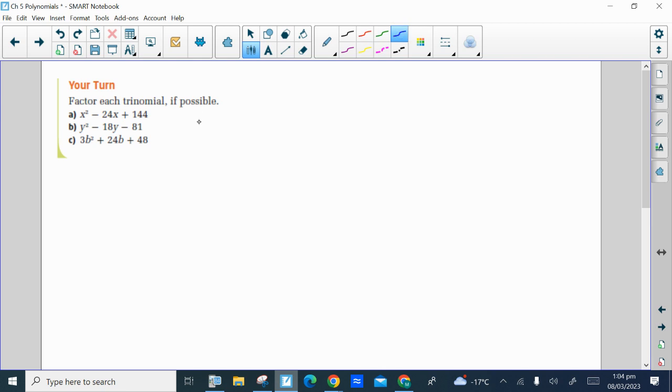So checking these last ones. You should recognize that in this case, the first and last terms are perfect squares. The square root of x squared is x. The square root of 144 is 12. If you multiply those two together and double, you do get 24x. So it'd be x minus 12 all squared.